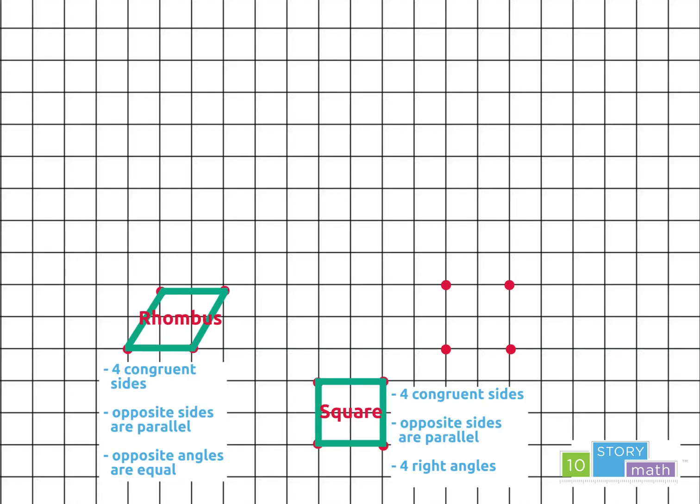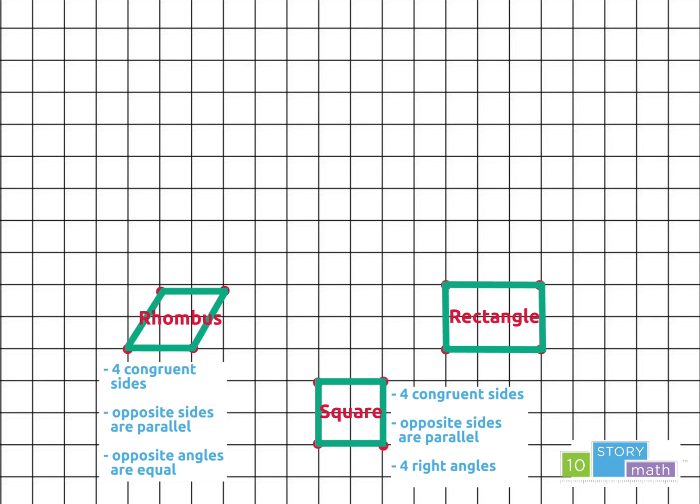Back to the grid, and once again I'm going to start out with the 4 points that formed the square. This time, I'm going to take the 2 points on the furthest right side and just push them out a bit. And what shape do I form? A rectangle. Can you compare the properties of a rectangle to that of a square? What is the only difference?